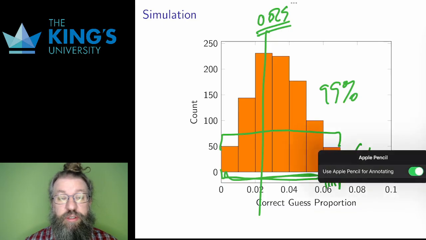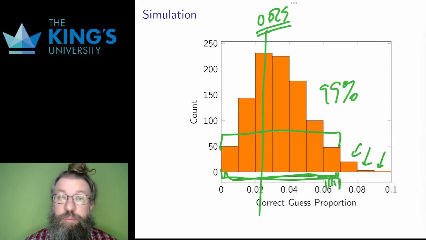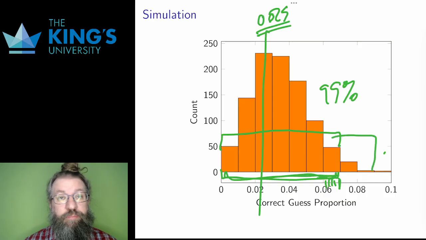Other percentages could be taken. A 99% confidence interval would be 0 to 0.08. A 90% confidence would be about 0.1 to 0.5, and so on.